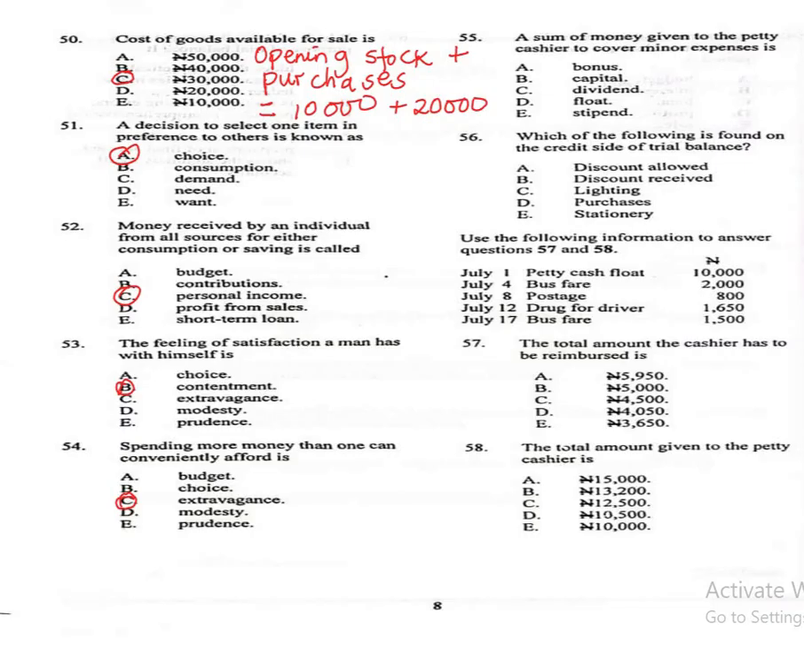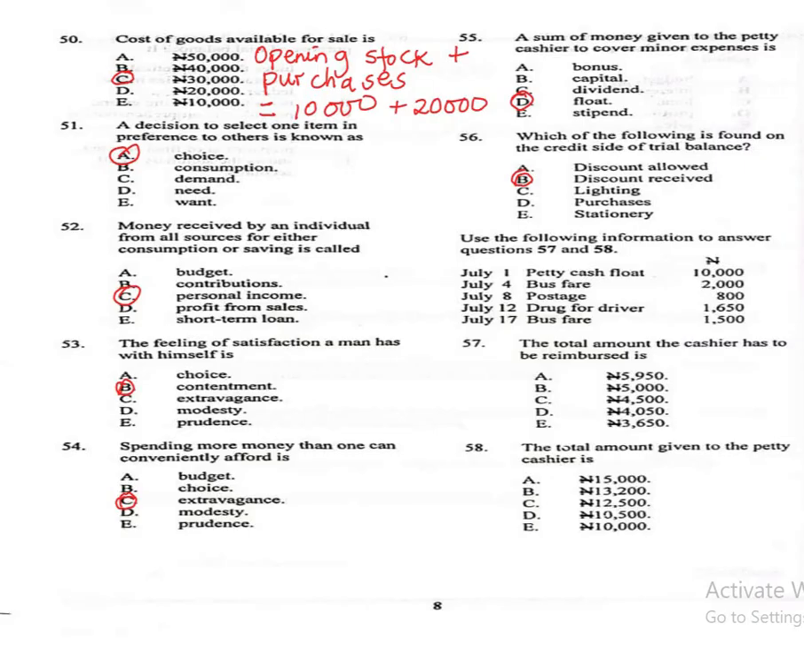Question 55. A sum of money given to the petty cashier to cover minor expenses is A, bonus, B, capital, C, dividend, D, float, E, stipend. The answer is D, float. Question 56. Which of the following is found on the credit side of trial balance? A, discount allowed, B, discount received, C, lighting, D, purchases, E, stationery. The right answer is discount received.